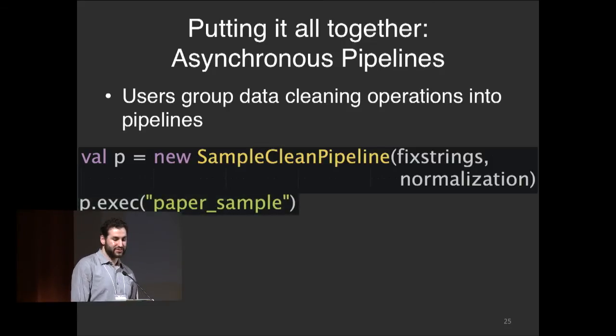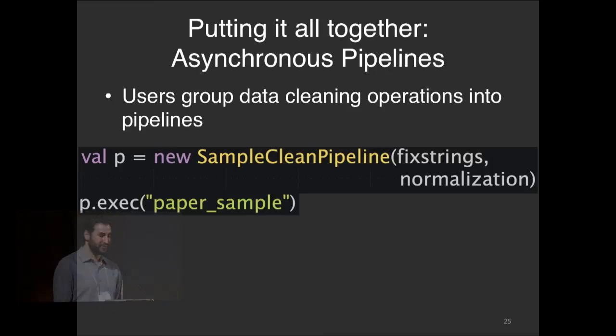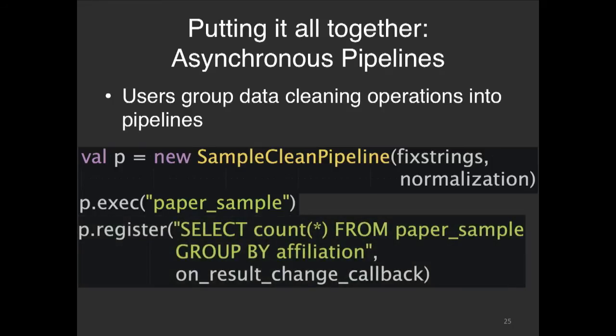Once you've declared your pipeline, you can simply execute it. And you execute on a sample of the data. And once you call this exec, the data begins immediately being cleaned in the background. At any time in the future, you can register queries with that pipeline. You can say, run this query on the data for me. And you'll get results immediately, but the second argument to this function is a callback function. Because this data cleaning is happening asynchronously, we need a way to let the user know when the data has changed significantly enough that their results are going to be different. So you pass in a callback, and we tell you at that callback, hey, your data's changed. Here's the new answer to your query.